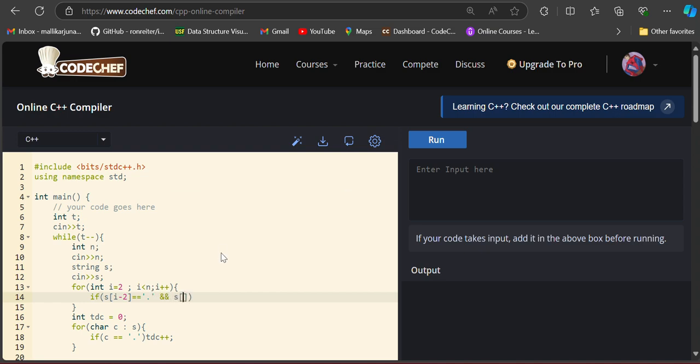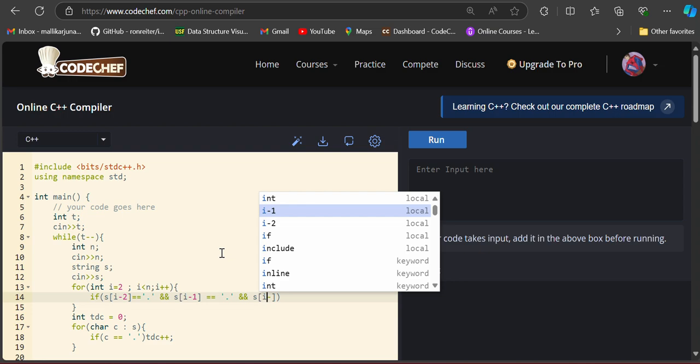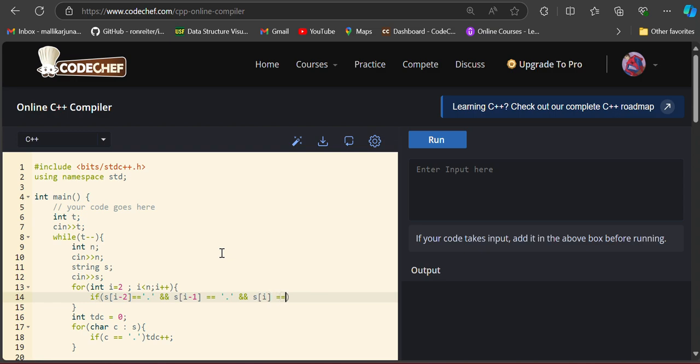And S of I minus 1 is equal to dot again. And S of I, okay, just I, because we already taken 0 and 1. Now we have to check 2. So if all consecutive three blocks are dots, then we just have to print out the answer is 2.